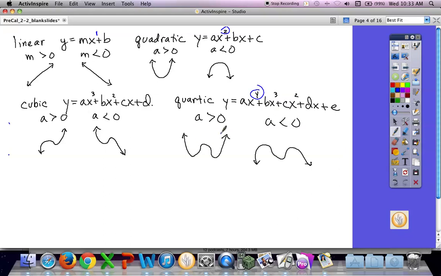So the general rule, which we'll see in a couple slides, is it can have as many turns as 1 less than the degree. Notice even on the linear, right? Linear is 1st degree. So how many turns can it have? 0. 1 less than the degree. So it's always a straight line. There's never any turns in a straight line.